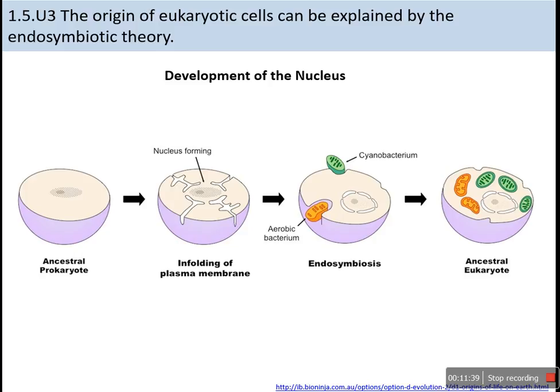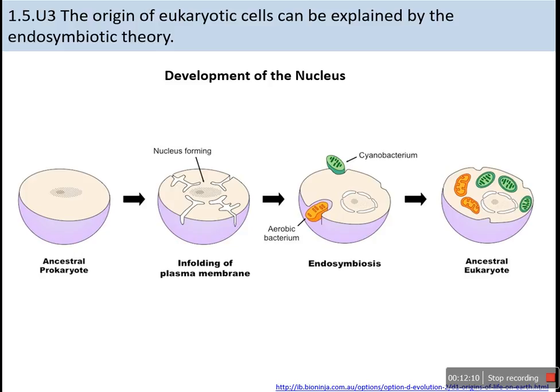So here's your ancestral prokaryote. Now a prokaryote grows in size and begins to develop folds in its membrane. You can see these folds forming here, these little cracks in the membrane as it starts to push through, kind of like what happens in endocytosis. It starts to do this because it's trying to maintain a really efficient surface area to volume ratio.